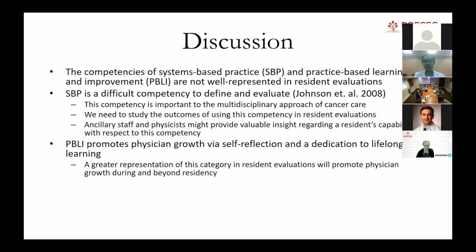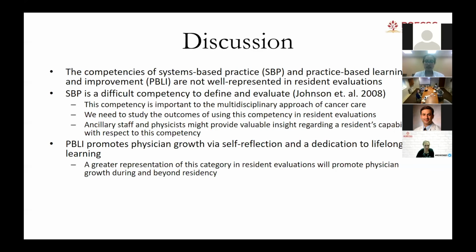So in the future, we can study the outcomes of assessing or not assessing this competency and see if it makes a difference in terms of patient outcomes. There's also an opportunity for us to use evaluations from ancillary staff who might be able to provide more valuable insight than faculty members regarding a resident's capabilities with respect to the systems-based practice competency.